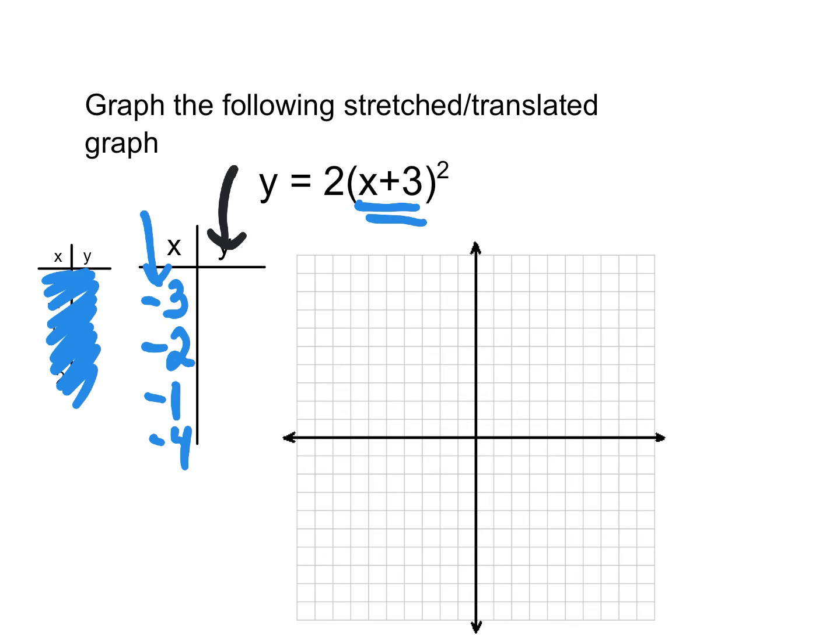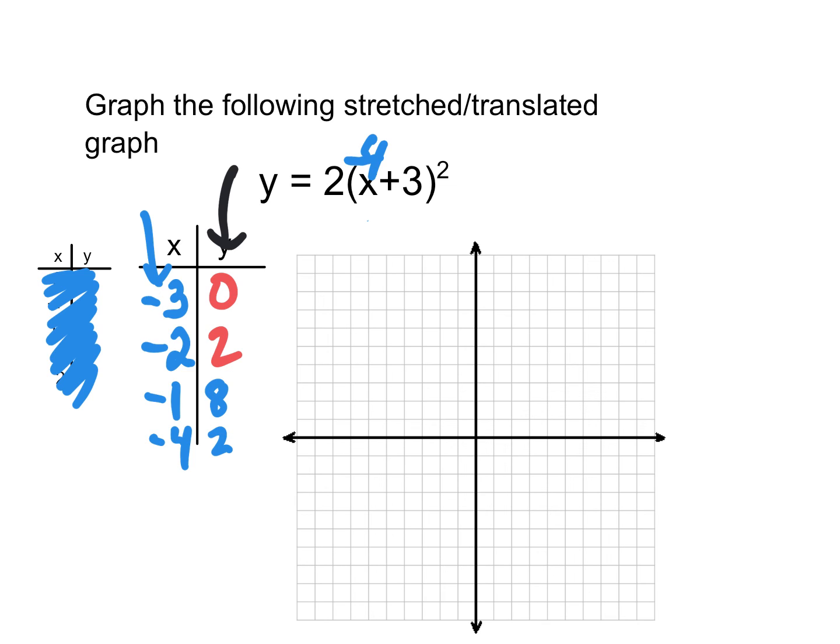All right, so I'm hoping you put a -3 here, and you got 0 squared is 0 times 2 is still 0. And then I put in a -2. -2 plus 3 is 1. 1 squared is 1 times 2 is 2. And then let's put in -1. -1 plus 3 is 2. 2 squared is 4 times 2 is 8. And last but not least, -4. -4 plus 3 is -1. Squared is 1 times 2 is 2.